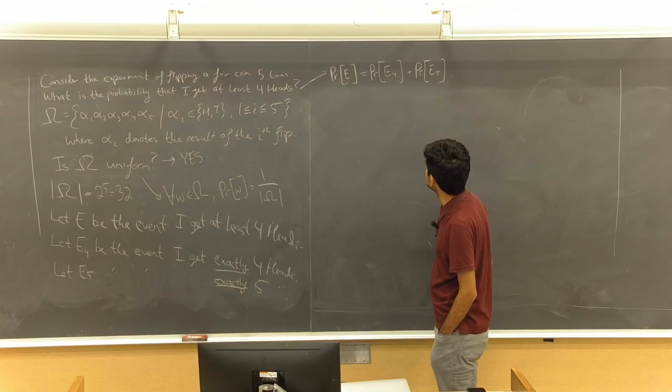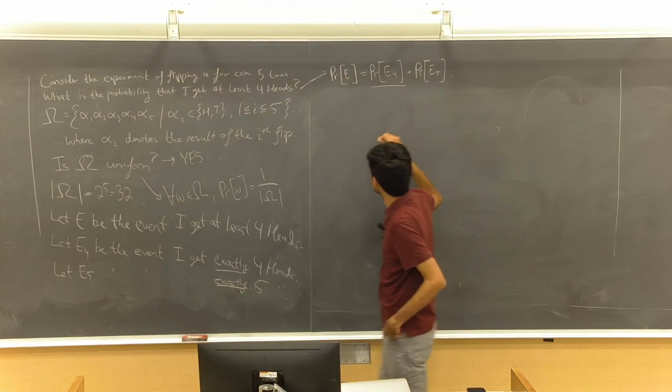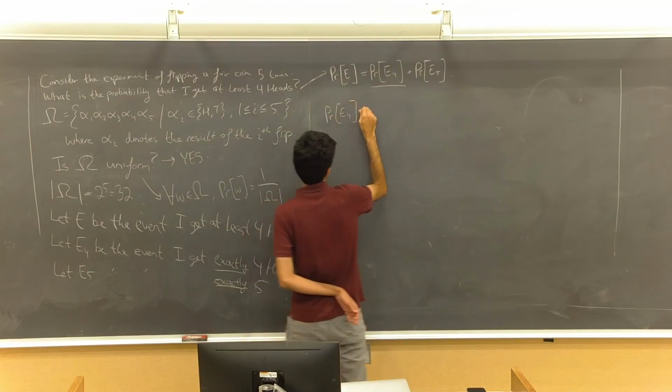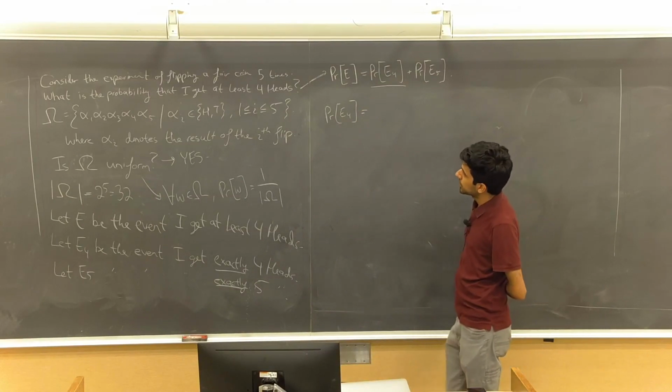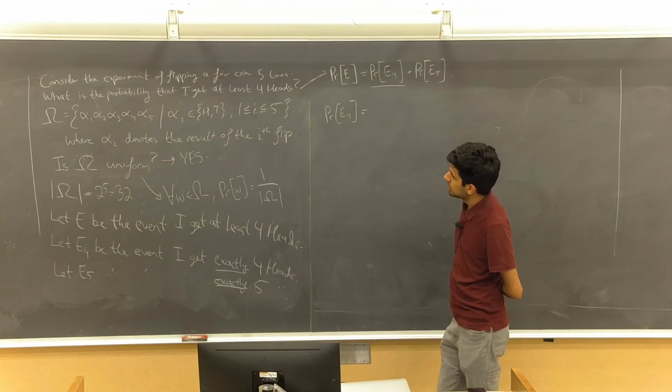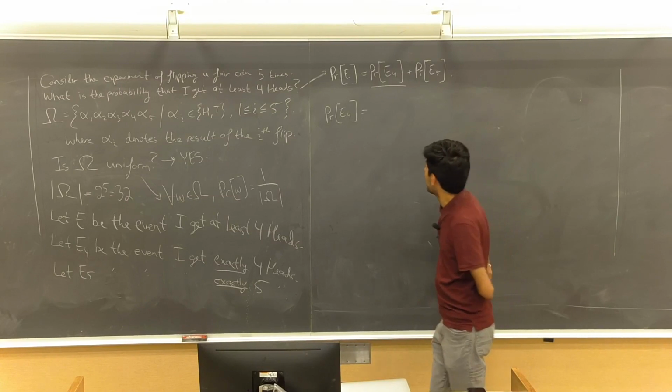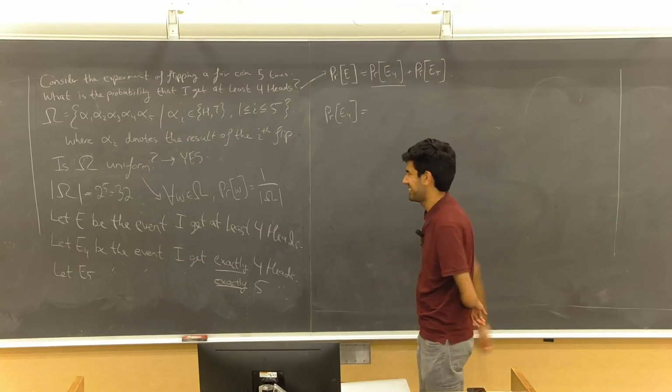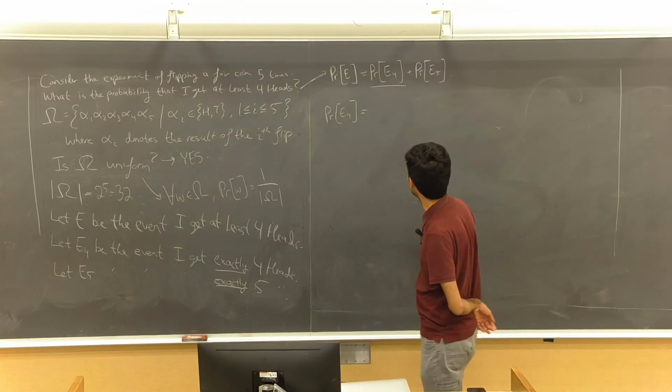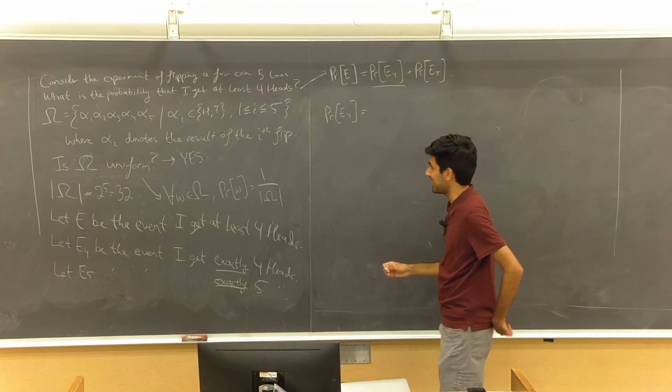Okay, so let's compute the probability of E4 first. So how are we going to do this? I'm not really sure. No, I'm joking. It's too late. Too late at night.